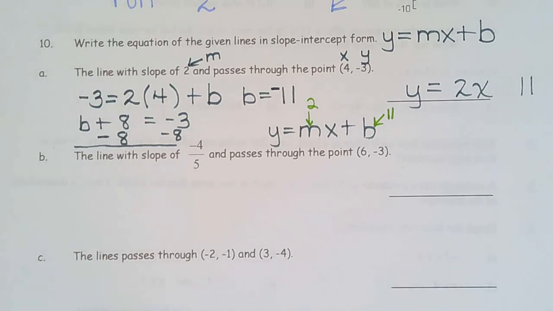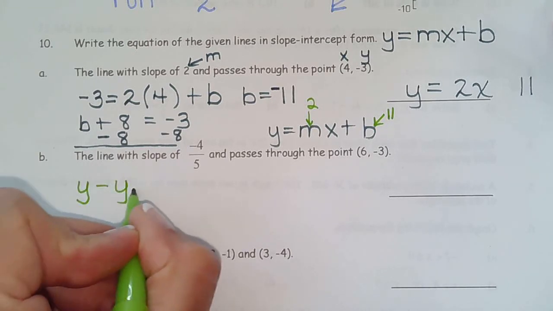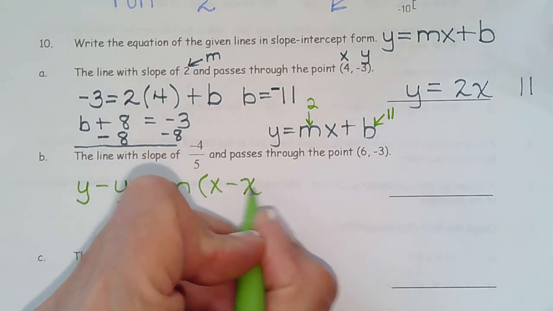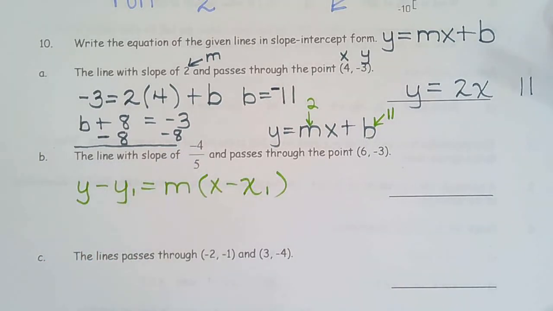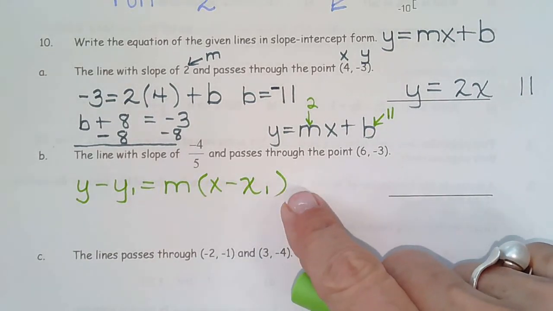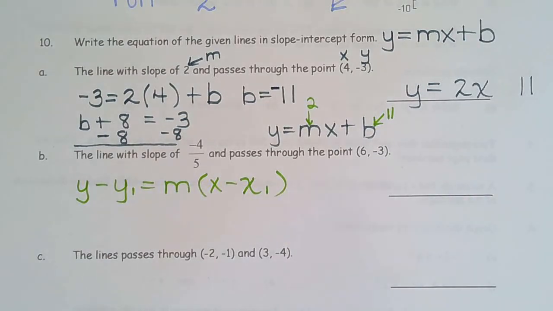Okay, so let's go ahead and do the next one. So on this one, let's use this form. Y minus y1 equals m times x minus x1. And unless the problem says otherwise, it doesn't matter which formula you use. You can use either one, but I just want to use them both just so you get comfortable with them, because you may have a teacher that uses only this, or you may have a teacher that uses only this. So I want you to be able to go back and forth between the two.